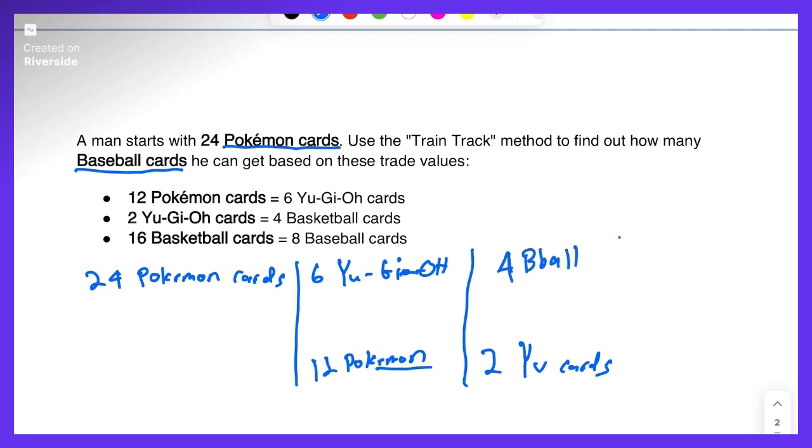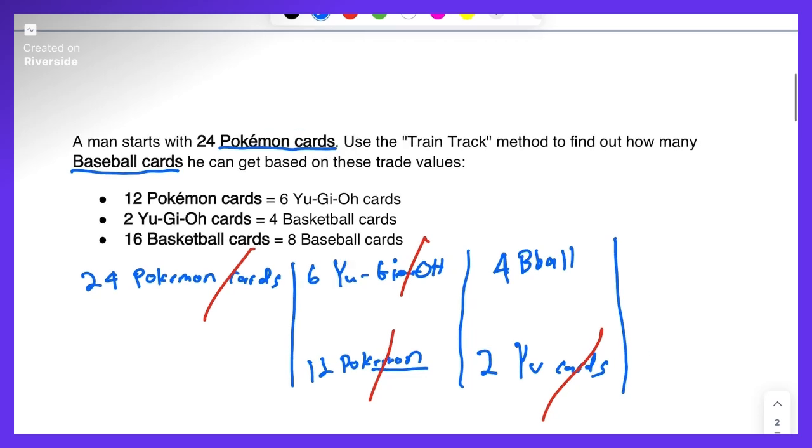So again, if we're looking here, we notice that when we look diagonally, we're going to cancel out those units. And then when two things are stacked up on top of each other, we know that they're equal. We know 6 Yu-Gi-Oh cards is equal to 12 Pokemon cards, and 4 basketball cards are equal to 2 Yu-Gi-Oh cards. Now, right now, the units that we have, because we're going to cancel out Yu-Gi-Oh cards and cancel out Pokemon cards, is basketball cards. But we want to cancel that out also, right? So we know 16 basketball cards is equal to 8 baseball cards.